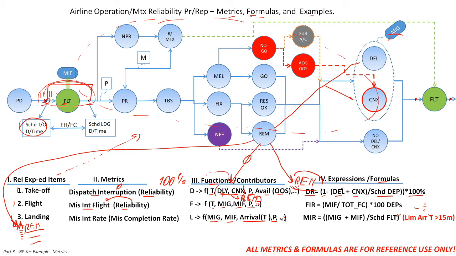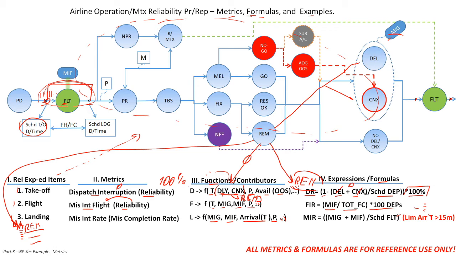Let's do some physical check. Delay 0, cancellation 0, 0 divided by scheduled departure gives us 0, 1 minus 0 is 1, multiplied by 100%, it is 100%. Flight interruption rate: mission interruption flight, divided by total flight cycles, multiplied by 100 departures.